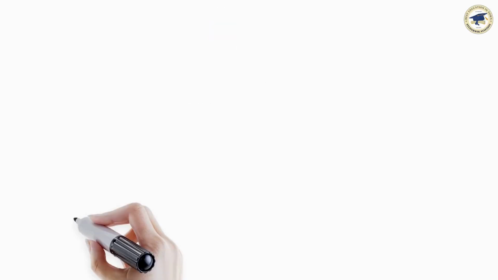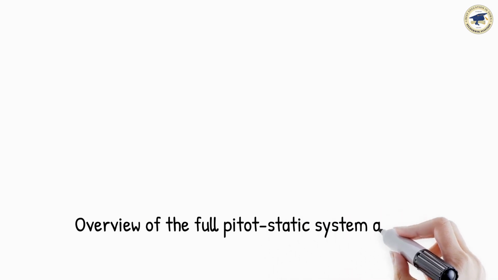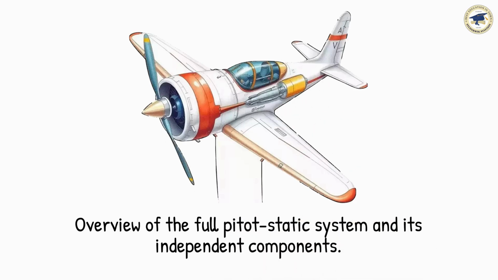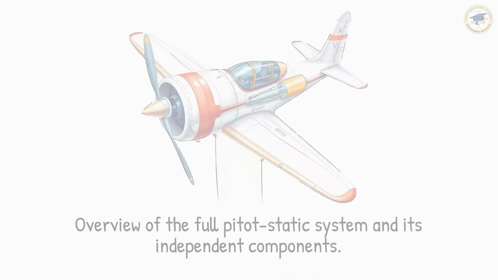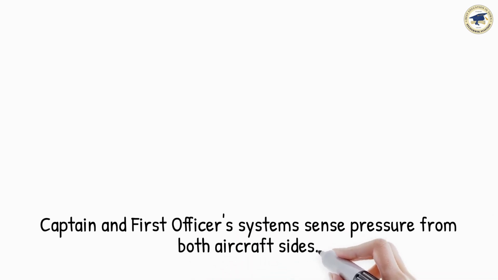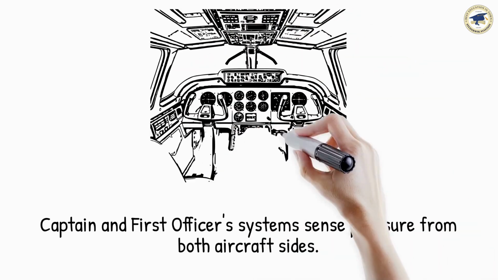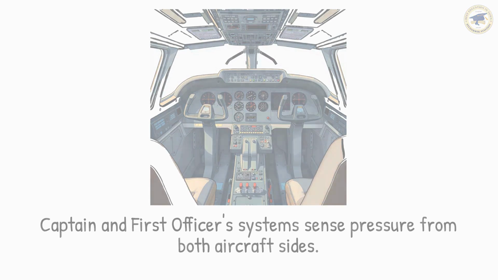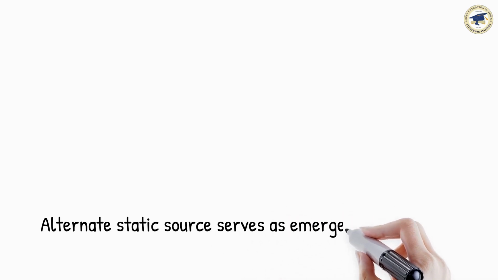Now let's examine the full pitot-static system. A typical system shows that the two pitot systems function independently, and the two static systems also function independently. Although the captain's and first officer's systems are separate, they each sense pressure from both sides of the aircraft. In addition, the static systems can be cross-fed and supplied by an alternate static source if the primary source is blocked. The alternate static source may also be called the emergency static source.